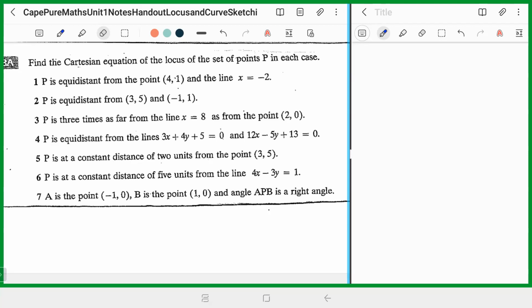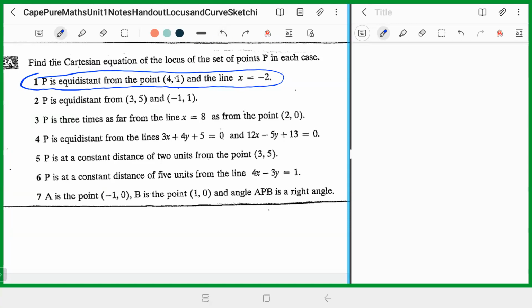All right, let's look at this first one. Just that one. Right here. So in all cases, we have to find the Cartesian equation of the locus of the set of points P in each case down here. So we'll find the locus of P. When we find the locus of P, we will find the Cartesian equation connecting X and Y.